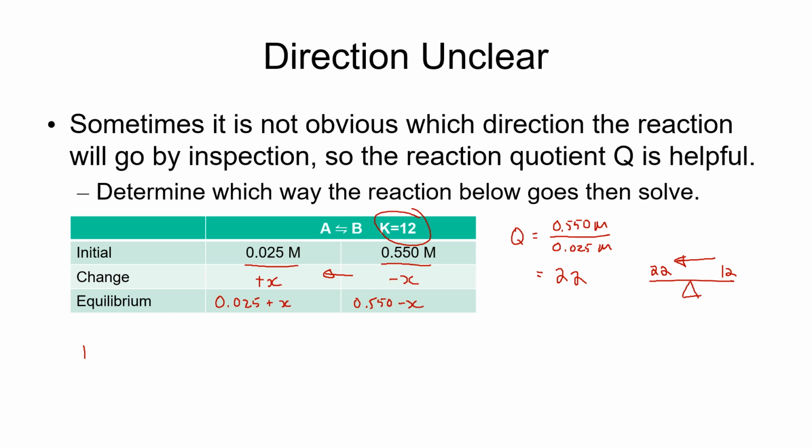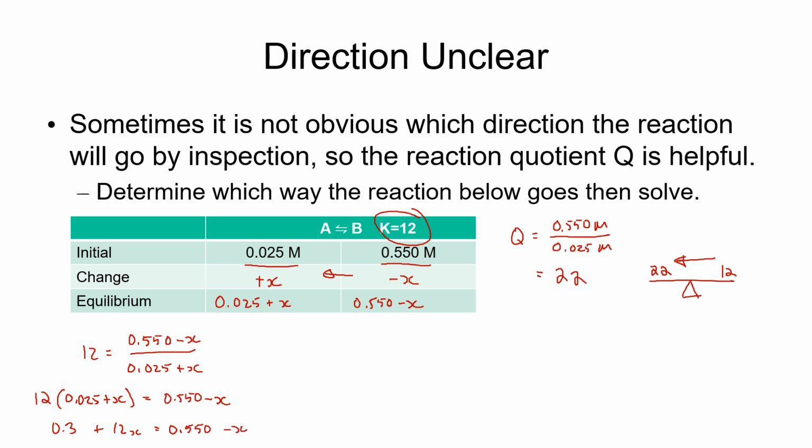Again, you just sub in the equilibrium constant, 0.550 minus x on the top, 0.025 plus x on the bottom. And then you're going to spread that out, so 12 times 0.025 plus x equals 0.550 minus x. And what's 0.025 times 12? It's 0.3. And then plus 12x equals this, minus x.